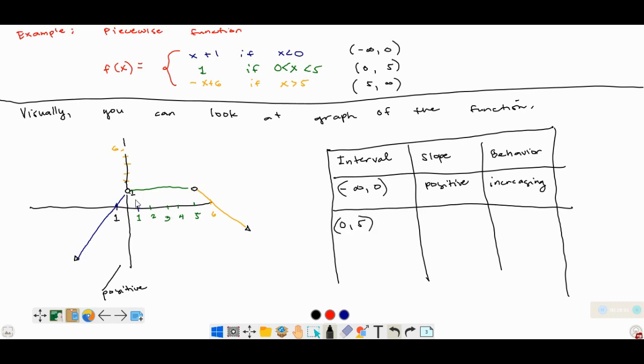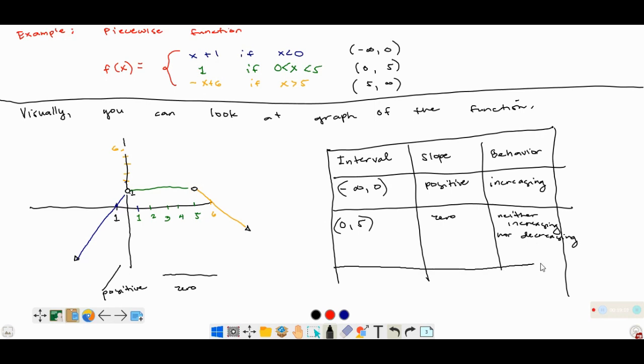What is the slope of your line from 0 to 5? So, if you will take notice there, it is represented by a horizontal line. That means that your slope is 0. So, ito ay neither increasing nor decreasing.